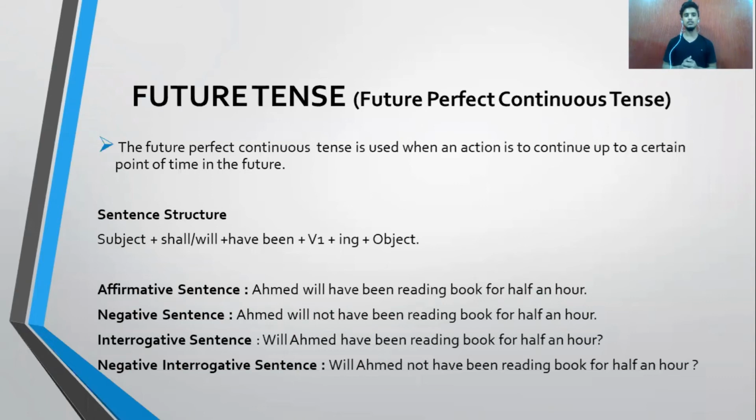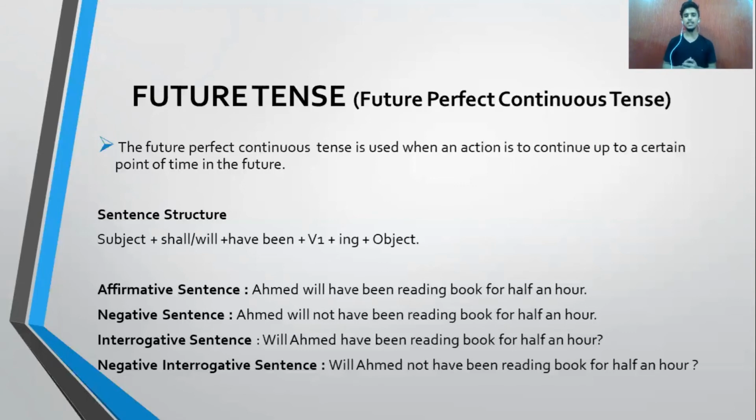Sentence structure: first we put the subject, then the helping verbs shall or will, and then have been, and then the first form of the verb plus ing, meaning the fourth form of the verb, and then the object. In an affirmative sentence, we put the same sentence structure, as Ahmed will have been reading book for half an hour. In a negative sentence, we put not after the helping verb, before have been, as Ahmed will not have been reading book for half an hour.